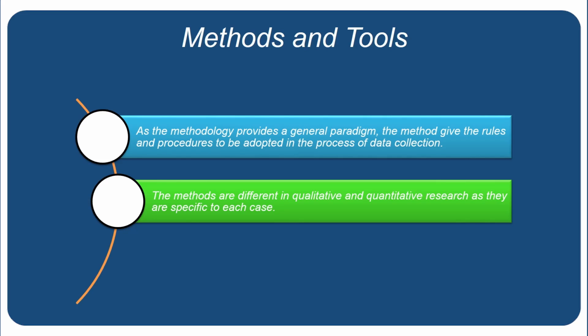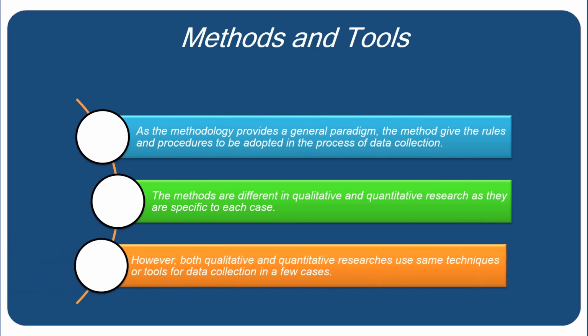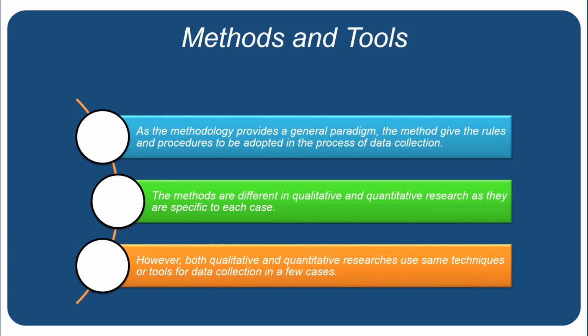Methods are different in different research paradigms. In qualitative research, there are some kinds of methods, and in quantitative research, there are some other kinds of methods which are specific to these researchers. However, both qualitative and quantitative researchers use some techniques, some tools for data collection in few cases, like interview. Interview is used as a technique in quantitative research as well as qualitative research. Similarly, observation as a technique for data collection is used in qualitative research as well as quantitative research.